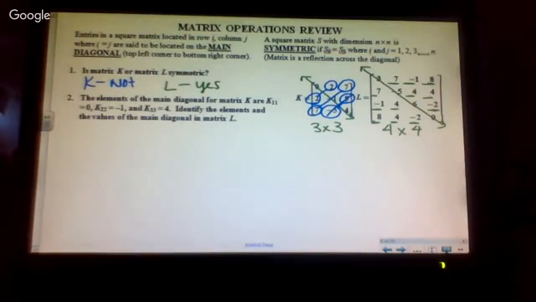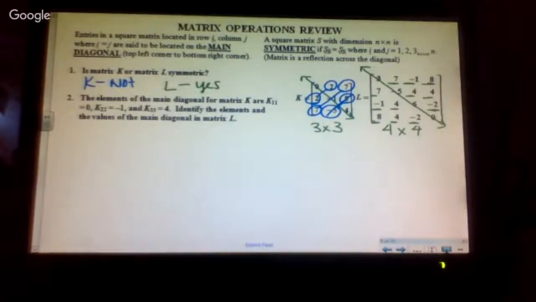The elements of the main diagonal for matrix K are: K sub 1,1 is 0, K sub 2,2 is -1, K sub 3,3 is 4. What do you notice about all of these? They're all in the same spot, kind of. They go in order: 1,1, 2,2, 3,3.